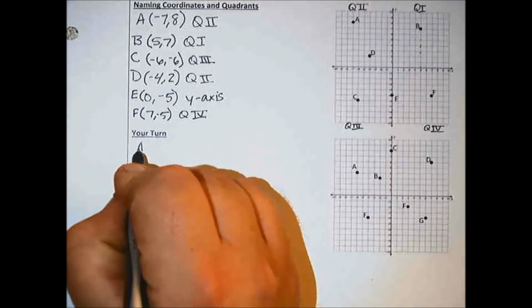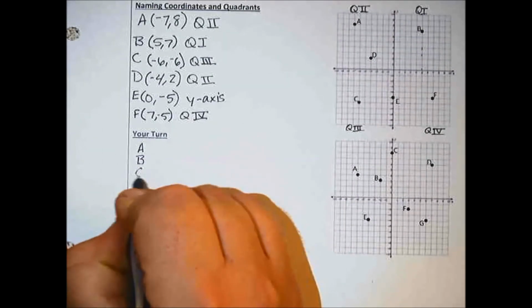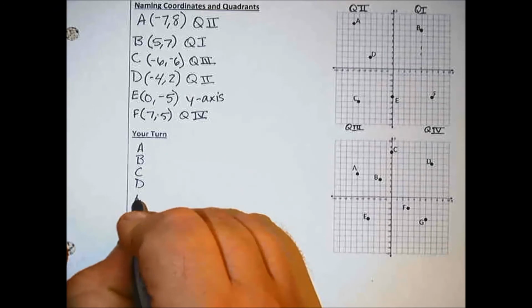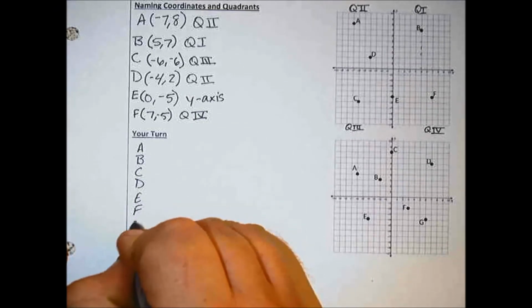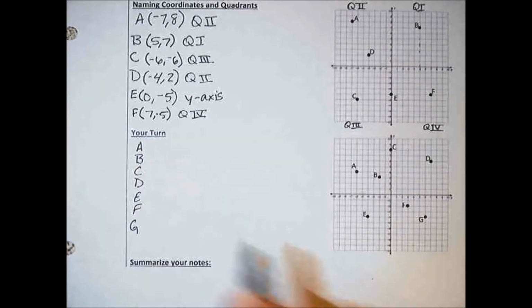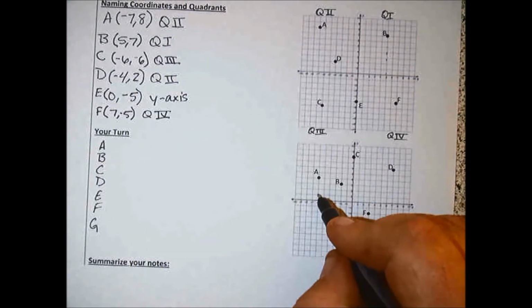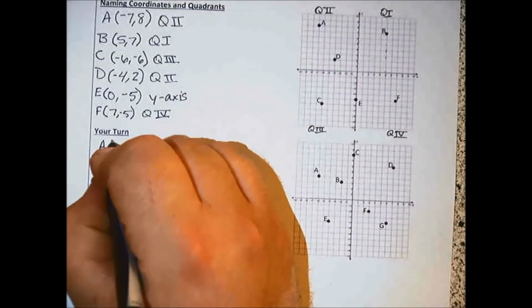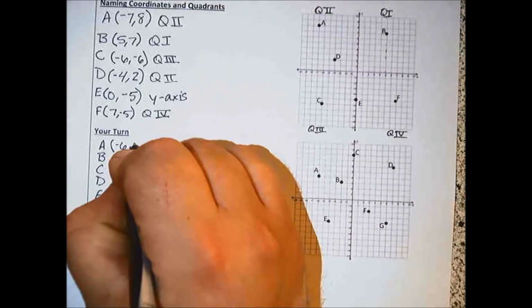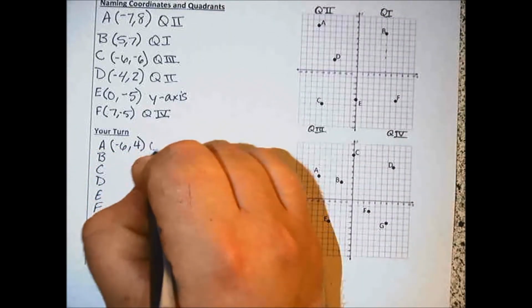All right, welcome back. Hopefully you had a chance to get that. We have quite a few points on this graph, and we're going to be doing the same thing. We have A, B, C, D, E, F, and G. Where's point A? Point A is at -6, +4. That puts it in quadrant 2.